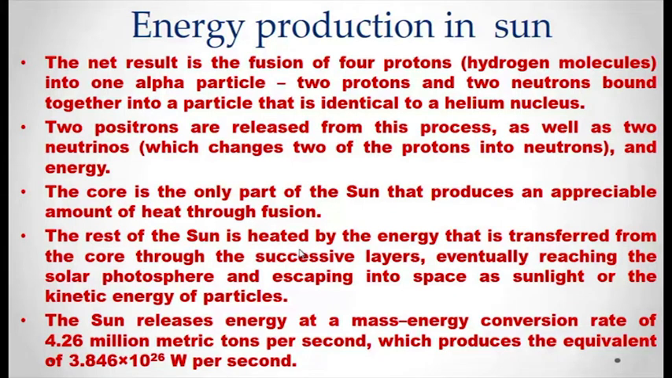The sun releases energy at a mass energy conversion rate of 4.26 million metric tons per second, which produces the equivalent of 3.846 x 10^26 watts. So such a high energy is produced by the sun. This energy is transferred as light and heat into the atmosphere of Earth. You know, power is used to produce the sun.